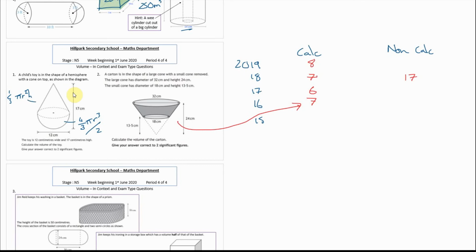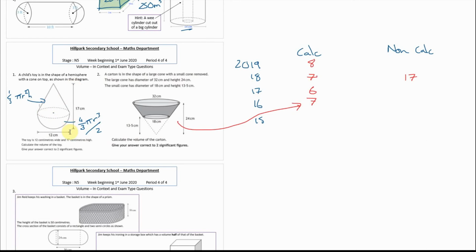Time's gone crazy. And then you're just looking to sub in. Okay, so what's the radius of this hemisphere? Well, diameter is 12, so the radius is going to be 6. Nice and straightforward. Pi r squared h for the cone. Well, they share the same base, so the radius is the same. Radius is 6. What's the height though?